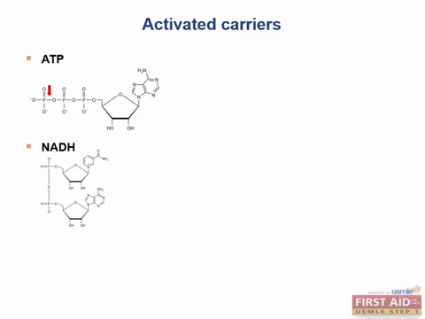NADH, shown here as NAD+, as well as NADPH and FADH2, carry electrons. These electrons can then be traded in later down the line to make ATP. Circled here is where the electrons and hydrogen would go in NADH.